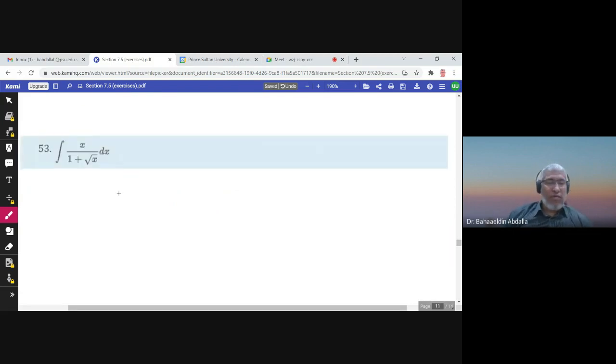Well, here, 53, I have 1 plus square root of x. So I think you can try taking u equals 1 plus square root of x. It will work. And also you can take u equals square root of x. Both will work. So let me find this quickly. I need to change everything to u. So I will solve it for x, and then 2(u minus 1) du is dx.